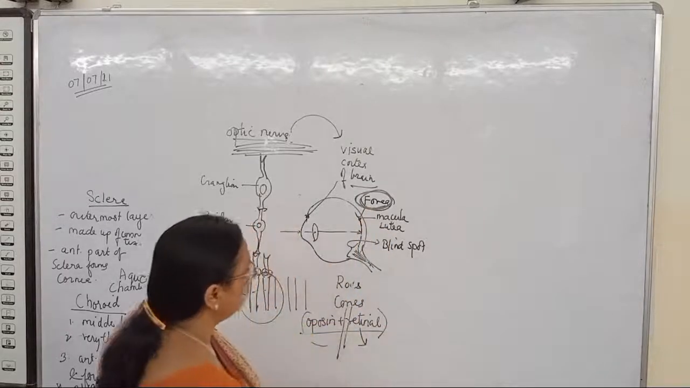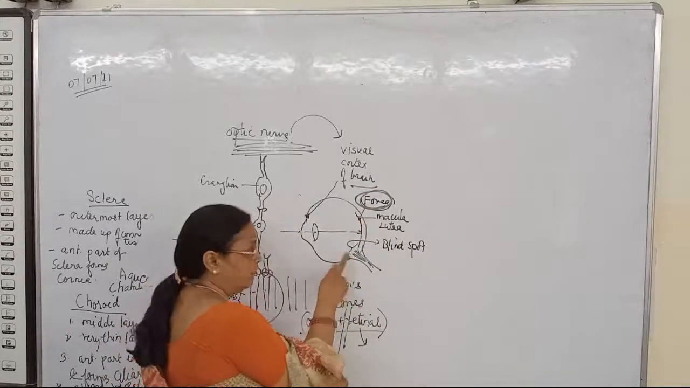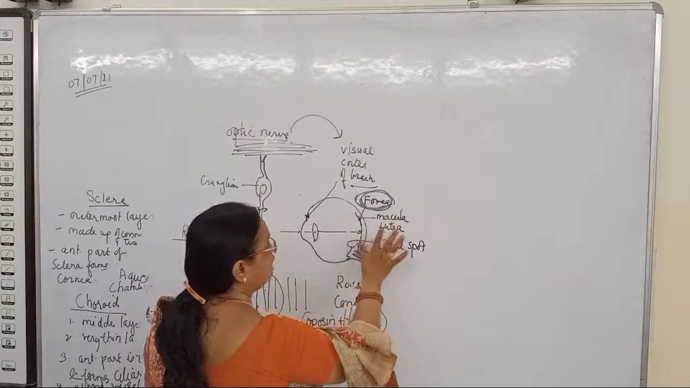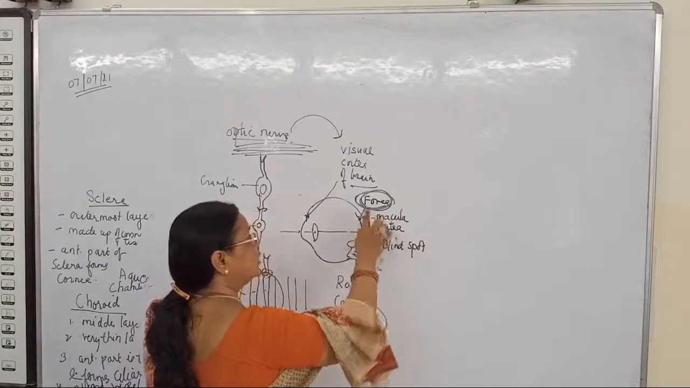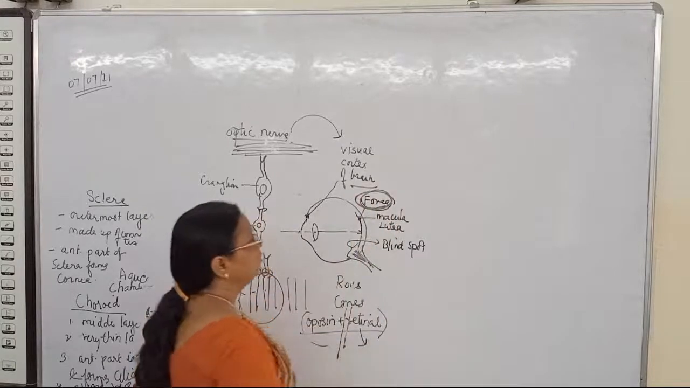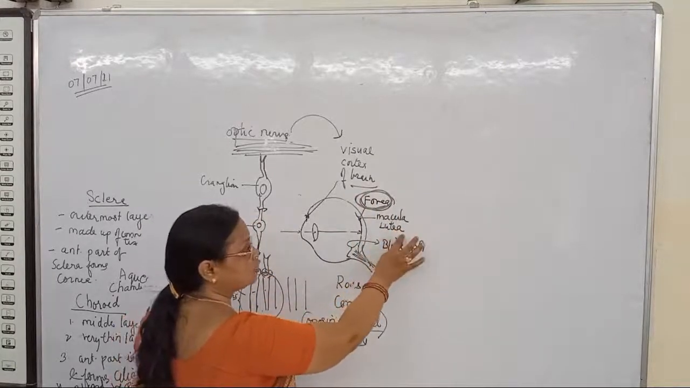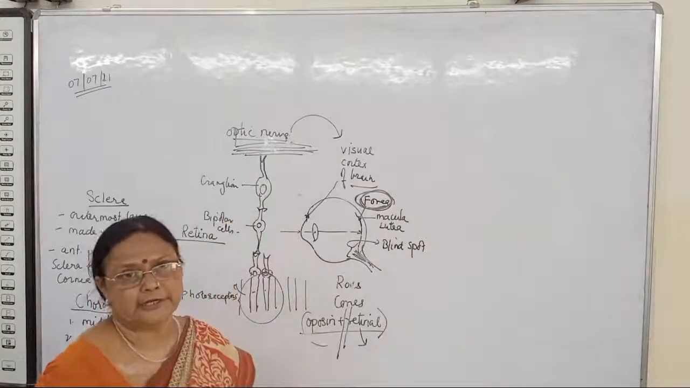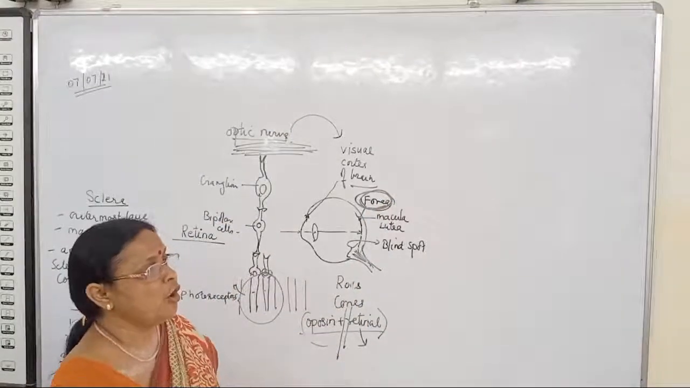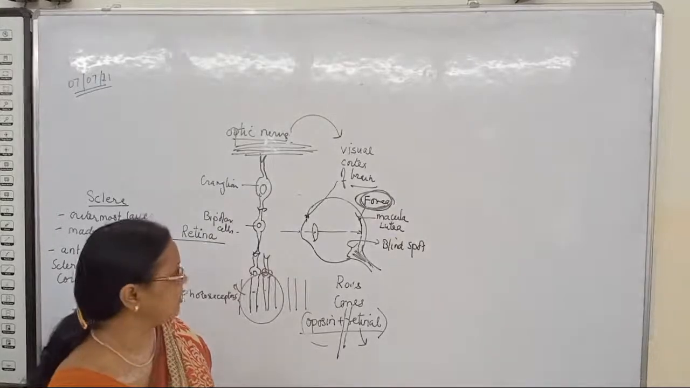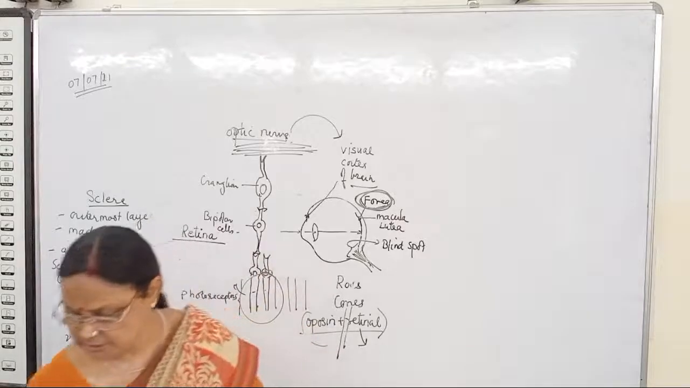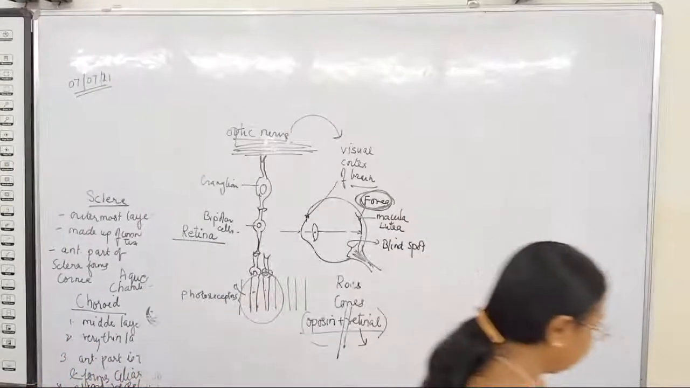So you have one blind spot where no vision occurs, but here you have the macula lutea, and within this you have a yellow spot, which is called the fovea, where your vision is brightest because only cones are present. This is the mechanism of your vision.